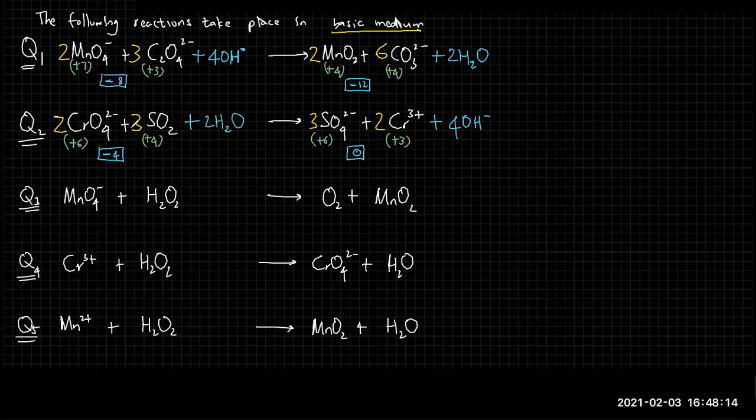And what do we do to confirm whether we have done it correct? Count oxygen atoms. 8, 6, 2, 16 on the left-hand side. 12, 4, 16 on the right-hand side. That's done. Next one.